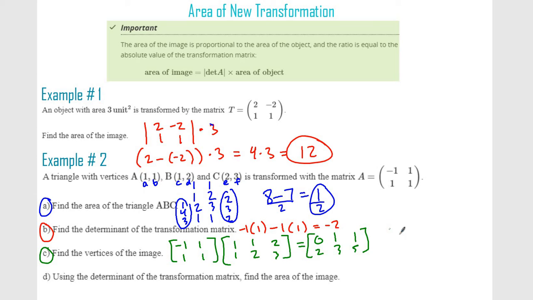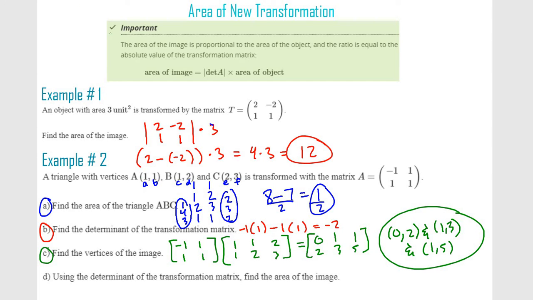Okay, so our new points, writing them out as coordinates. That looked bad. And threes, man. They're just not my thing. And 1 comma 5.